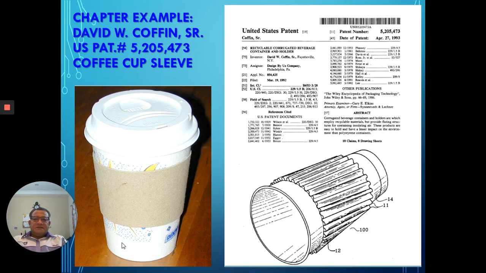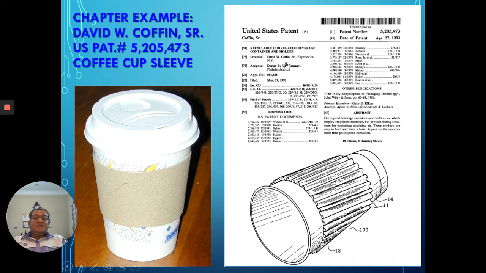This is a very specific example in the textbook, a patent showing an insulated layer for hot drink cups, right? However, the design is made from corrugated board. If you go to the US Patent Office, you can check this patent number. You can see when it was filed. It was filed in 1993 by an inventor named David Coffin Senior, and it is titled recyclable corrugated beverage container and holder.